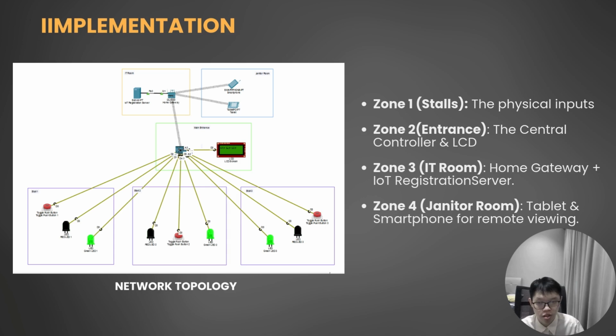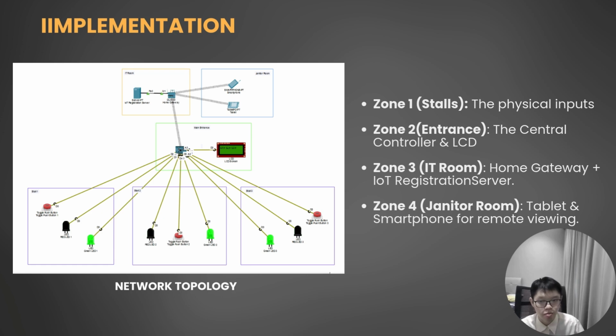We have three store zones in our topology. This represents the physical toilet cubicle. This is where the edge sensing happens using the toggle button and LEDs. Then in the center, we have the main entrance zone. This is the hallway outside the restroom. It houses the central MCU and the LCD screen to guide the user before they enter the restroom. The user can check the status of the restroom before they enter.